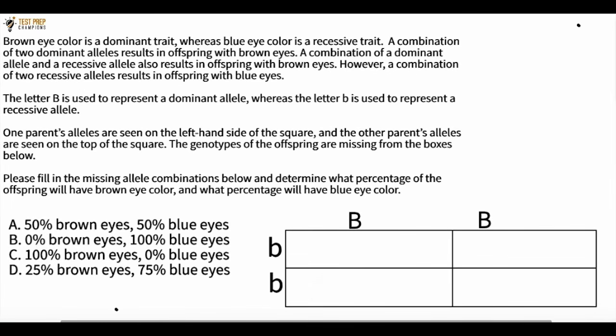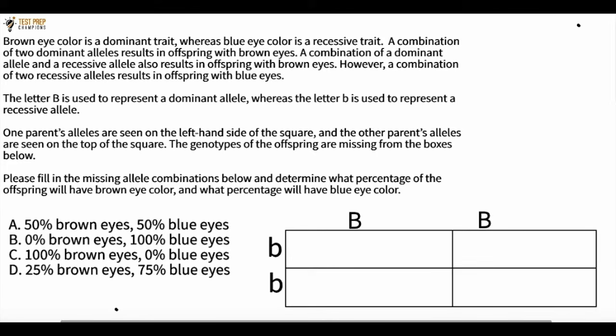Brown eye color is a dominant trait, whereas blue eye color is a recessive trait. A combination of 2 dominant alleles results in offspring with brown eyes. A combination of a dominant allele and a recessive allele results in offspring with brown eyes. However, a combination of 2 recessive alleles results in offspring with blue eyes.